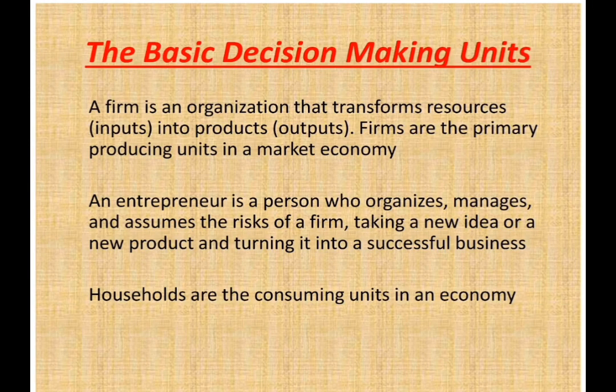Basic decision-making units. A firm is an organization that transforms resources into products. Firms are the primary producing units in a market economy. An entrepreneur is a person who organizes, manages, and assumes the risk of a firm, taking a new idea or a new product and turning it into a successful business. Households are the consuming units in an economy.